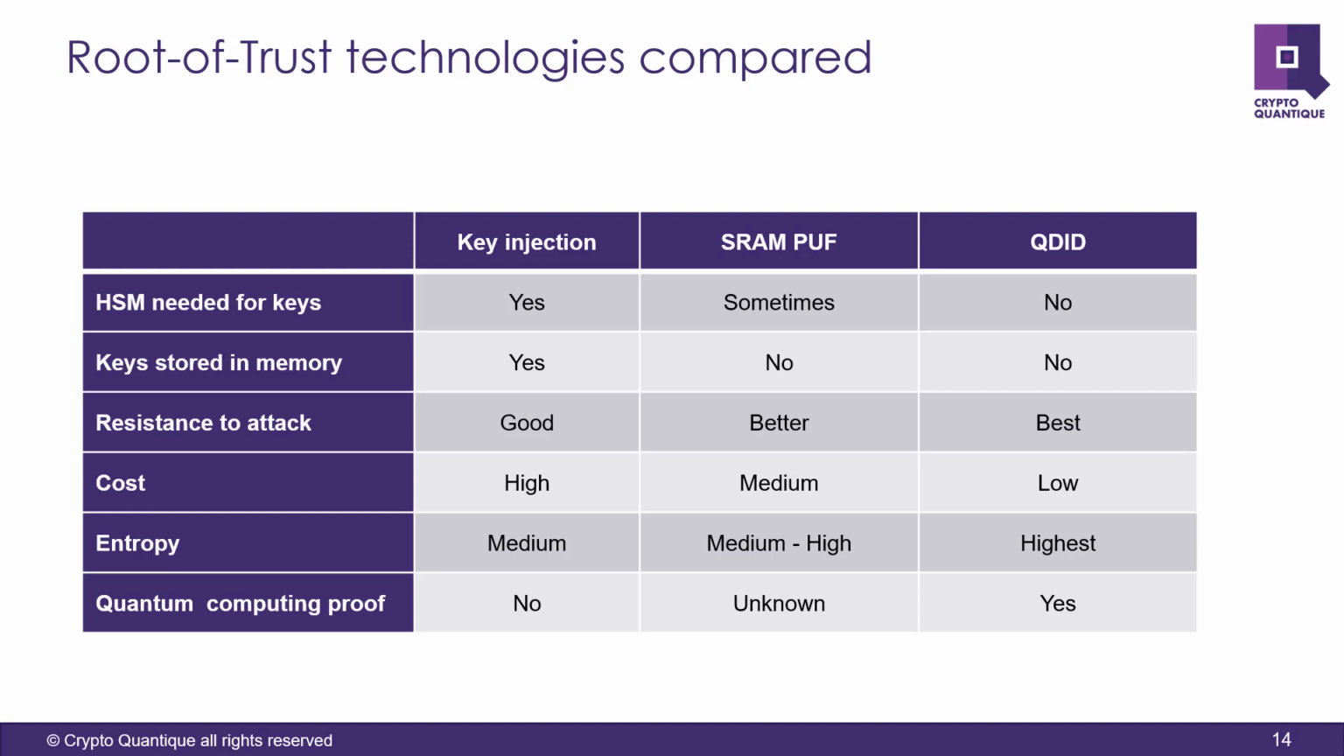Entropy is the highest for the QDID, so that's the randomness of the fingerprint or the identity. And quantum computing proof. So the QDID, because it's based on a quantum effect, is highly immune to quantum computing.